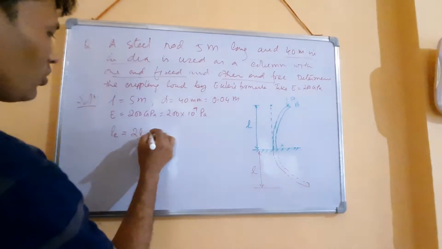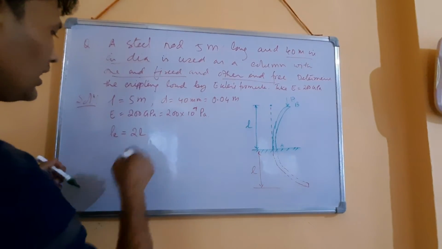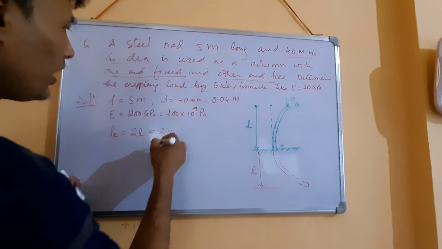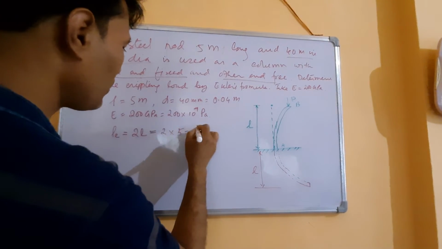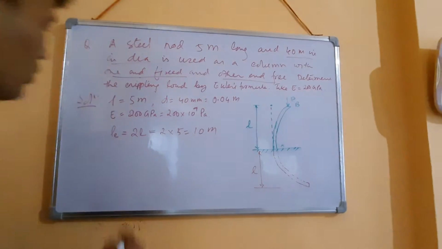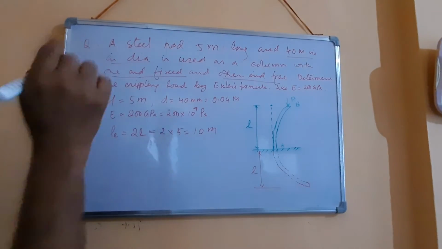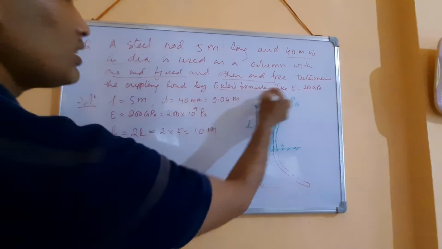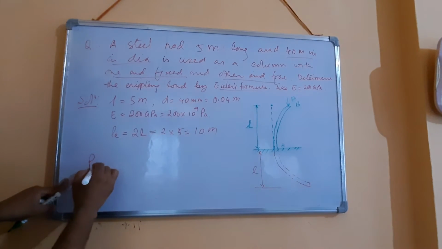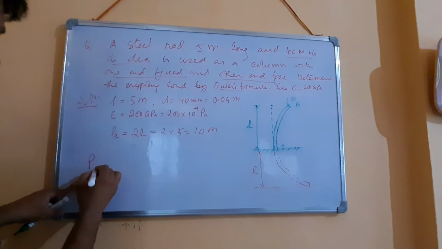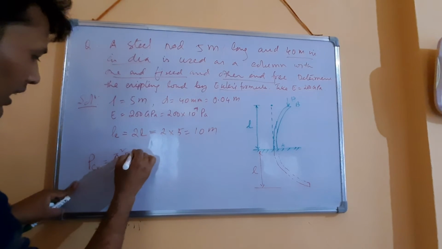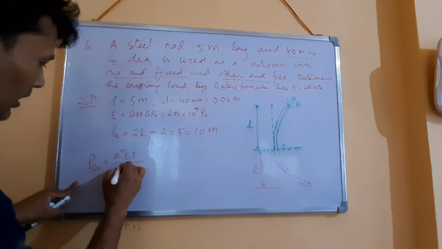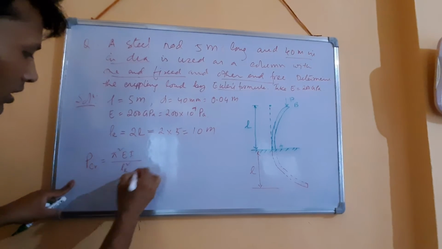Effective length is equal to twice L, means 2 into L, where L is given as 5. 2 into 5 is equal to 10 meter. So Le is equal to 10 meter. So we use Euler formula. We have crippling load PCR is equal to pi square EI divided by Le square.